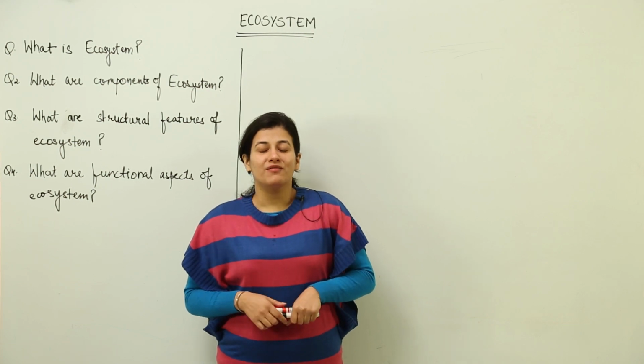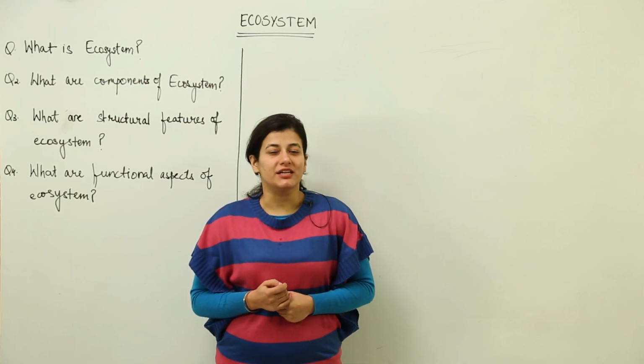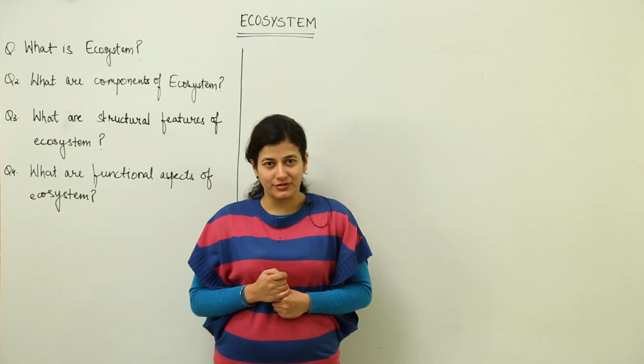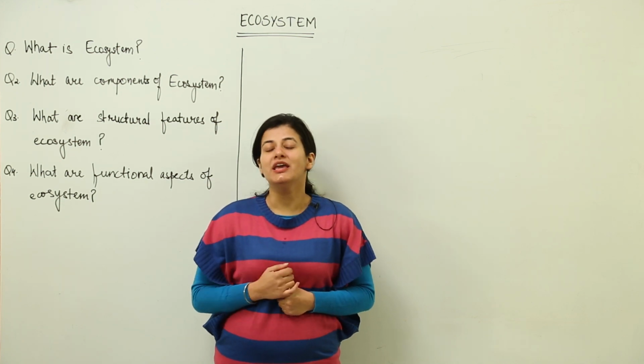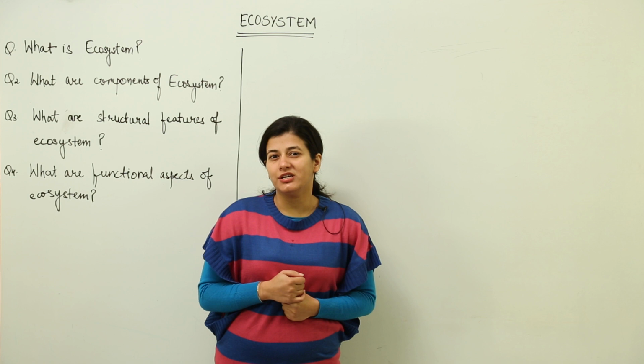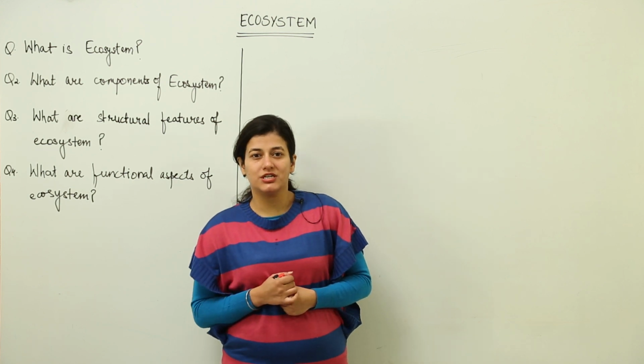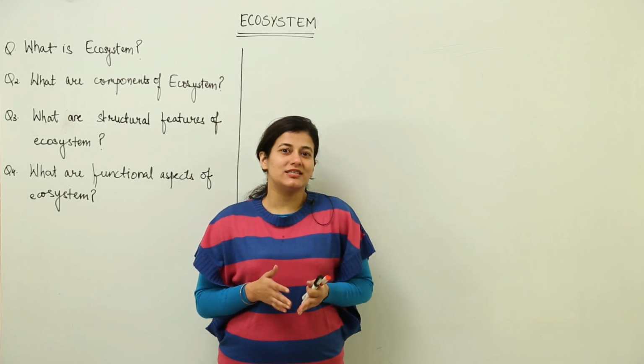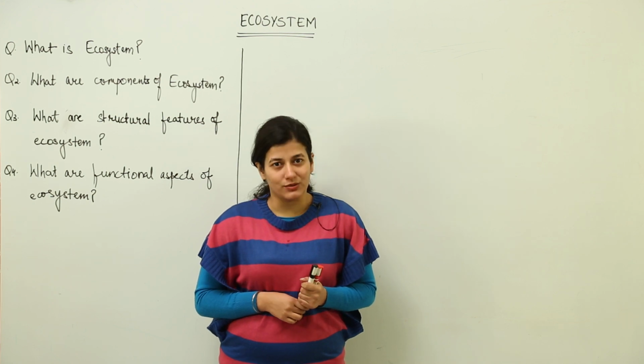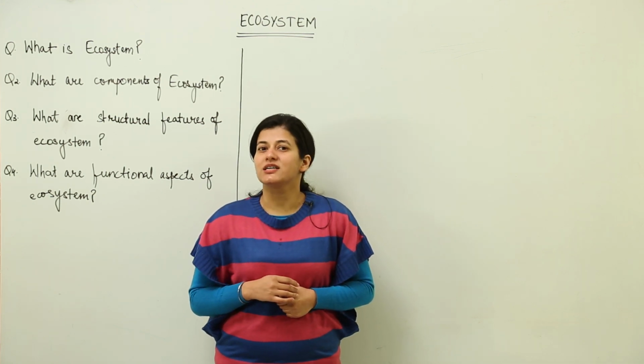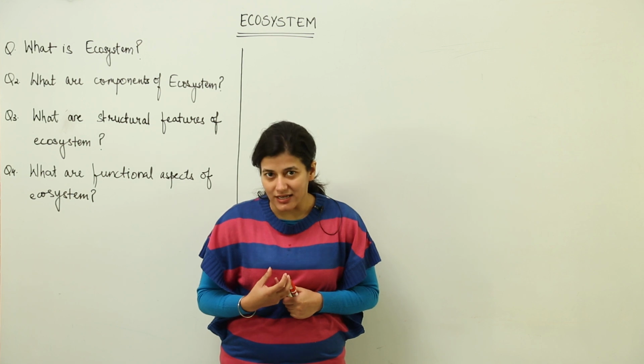Hello students, we have had a lesson which was dedicated to an overview of ecosystem and ecology. So basically we saw how ecology is studied, at what levels ecology is studied. Ecology is that branch of biology which deals with ecosystems. So now we are going to discuss in detail what basically an ecosystem is.